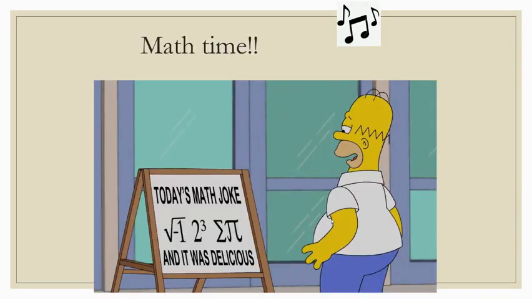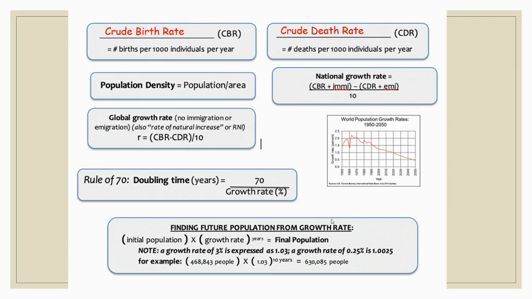So if you want to do some math practice, we've got a bunch of equations for you to check out. We have things called the crude birth rate, which is number of births per 1,000 individuals per year, and the crude death rate, which is the number of deaths per 1,000 individuals per year. We know that population density is population divided by area.